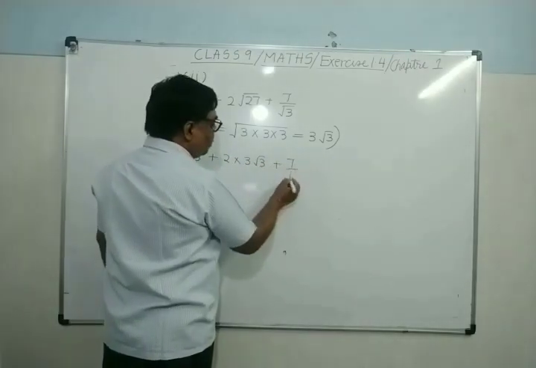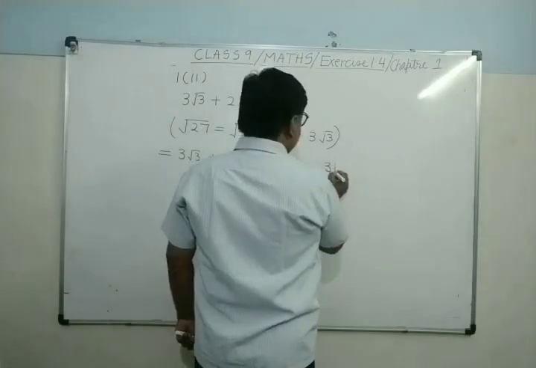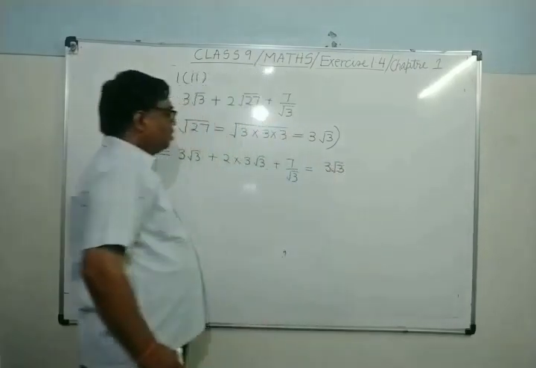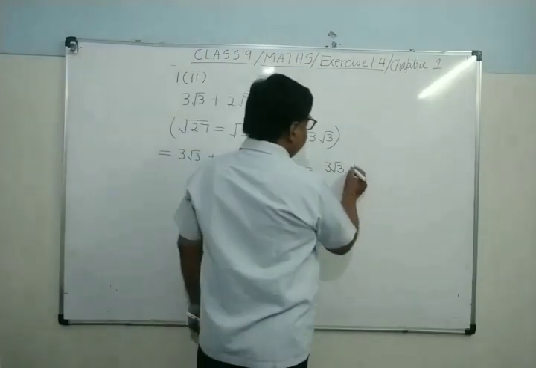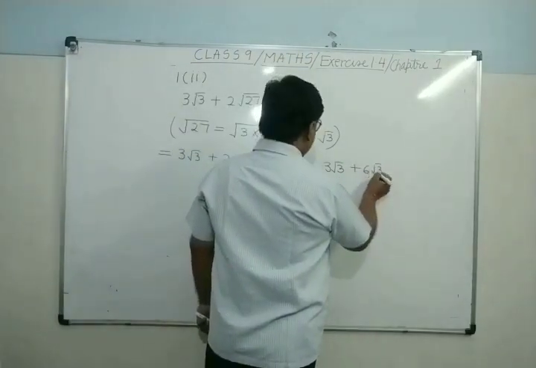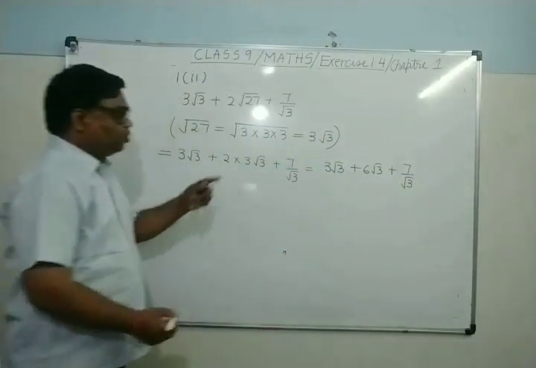It's clear. So now on writing this here, what will be 3 root 3 plus 2 into 3 root 3 plus 7 upon root 3. So when we further simplify, 2 into 3 is 6. 6 root 3 plus 7 upon root 3. The third term is 7 upon root 3.